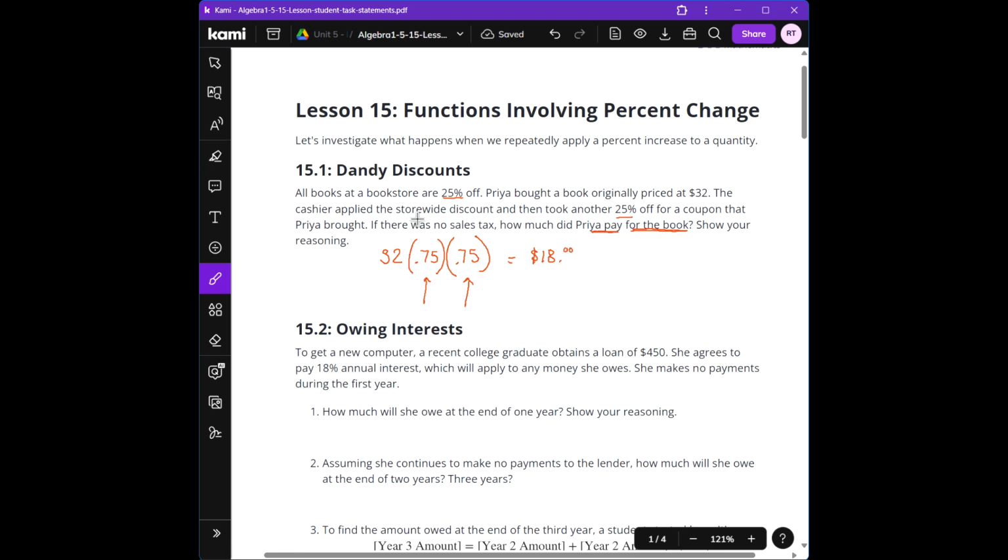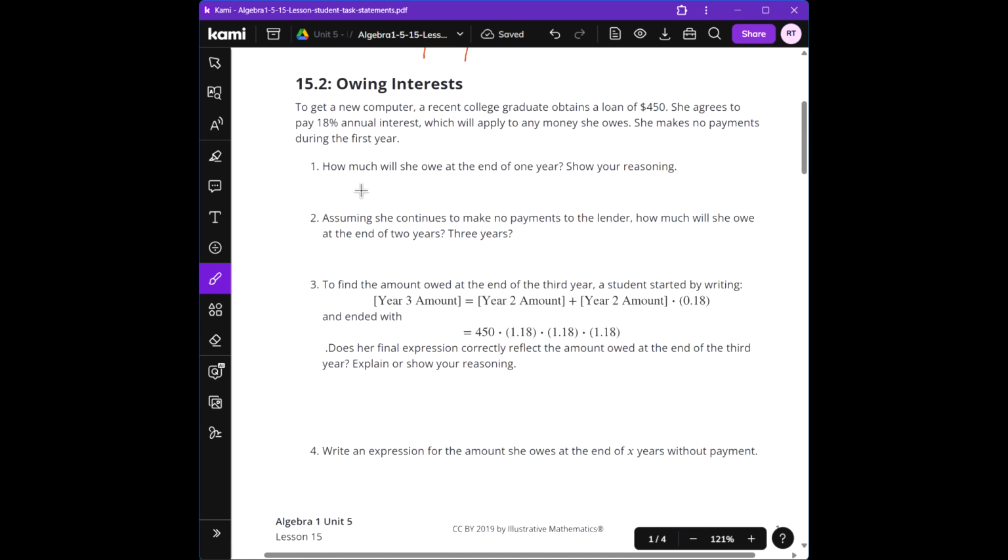Okay, so let's take a look at the next one. Owing interest. To get a new computer, a recent college graduate obtains a loan of $450. She agrees to pay 18% annual interest, which will apply to any money she owes. She makes no payments during the first year. So we have $450 and an 18% annual interest. How much will she owe at the end of 1 year?